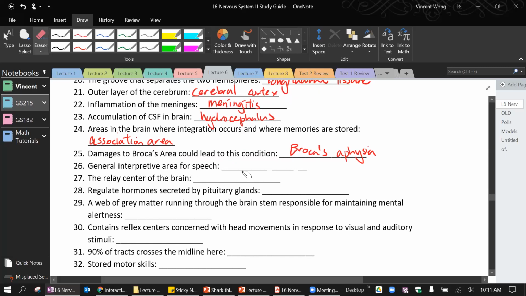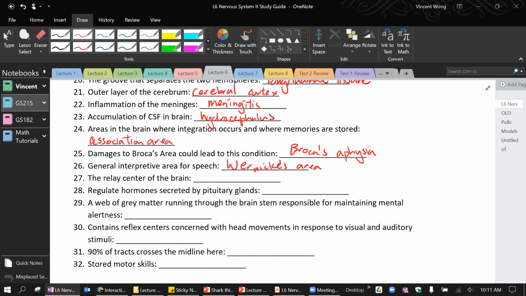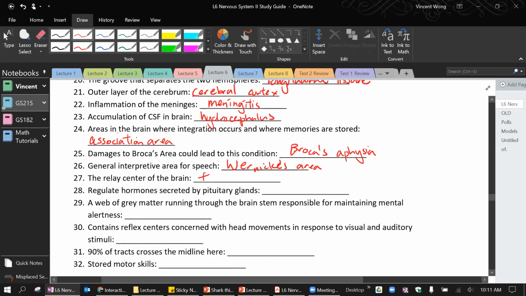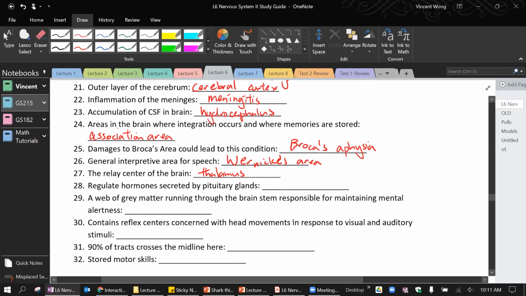General interpretive area for speech, that is the Wernicke area. Relay center of the brain, thalamus. Every sensory input goes through the thalamus except for smell.